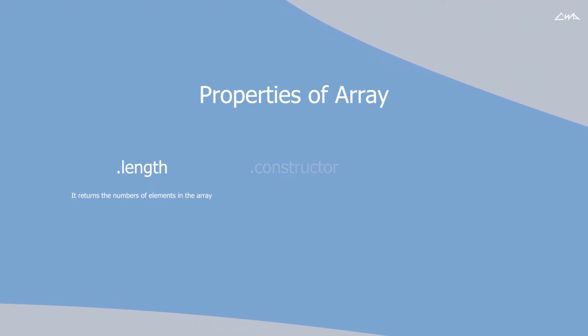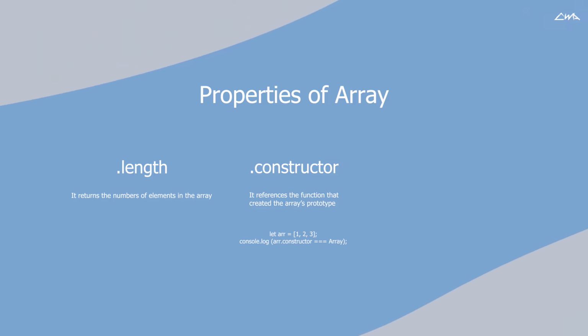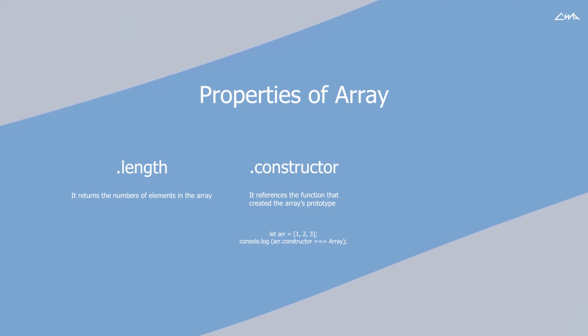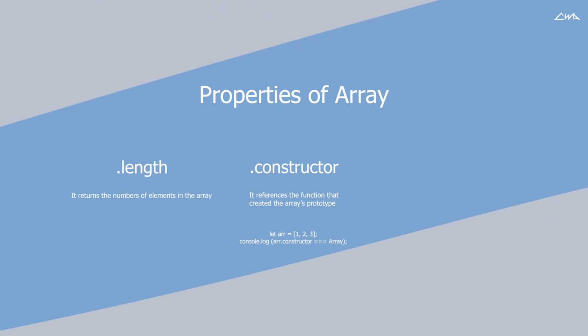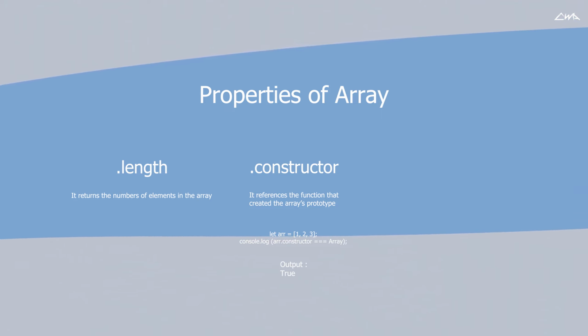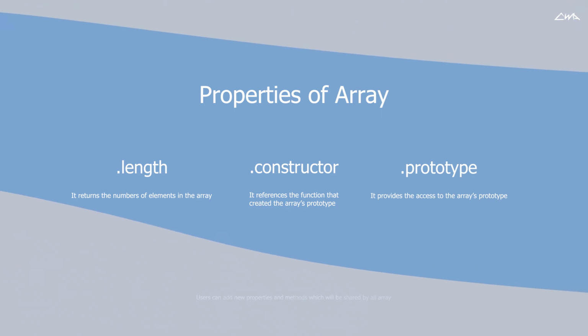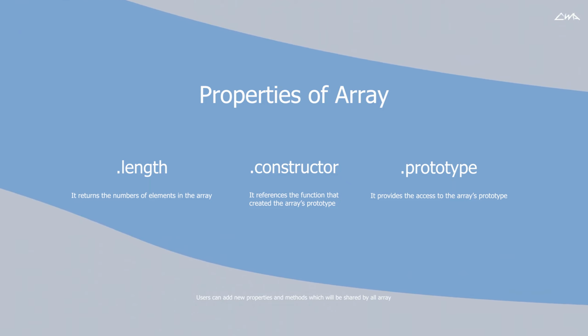Next we have .constructor. It references the function that created the array's prototype. For arrays, this is typically the Array constructor. For example, let arr = [1, 2, 3], console.log(arr.constructor === Array). The output will be true. The output is a boolean statement. Next we have .prototype. It provides access to the array's prototype, allowing users to add new properties and methods that will be shared by all arrays.